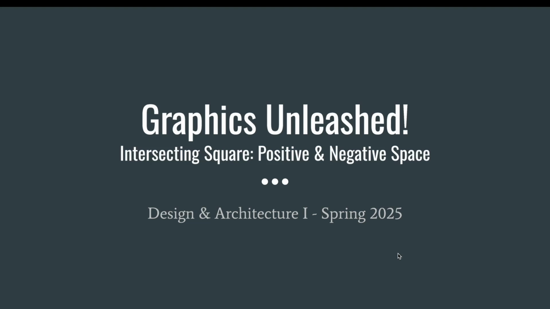Hi everybody! Since we finished our pattern project, we're going to start a new project in which we're going to start to use SketchUp. We're going to pre-engineer the project and then we're going to cut it out on the laser cutter. This project is called the Intersecting 3D Square and it involves positive and negative space.